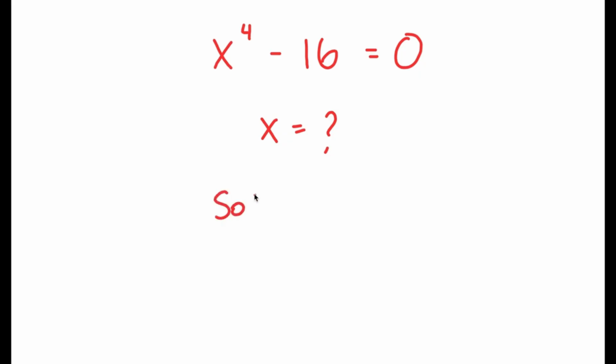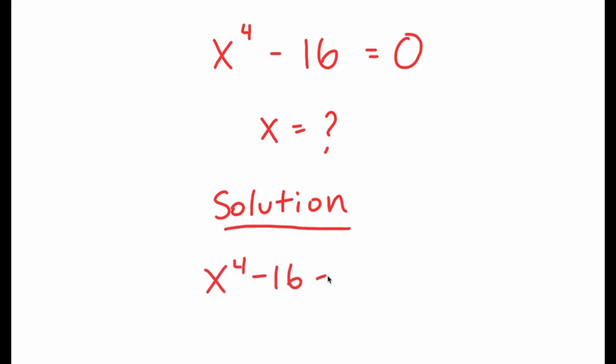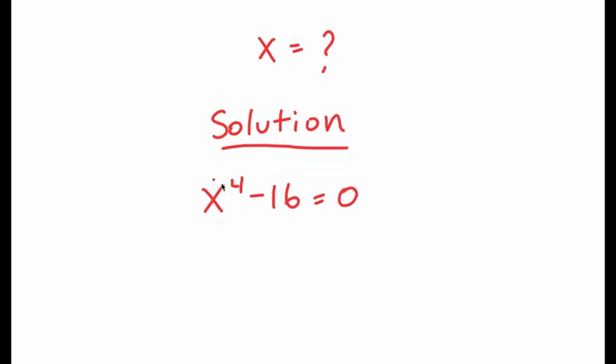Alright, so in this video, I'm going to solve the equation x to the power of 4 minus 16 is equal to 0. So my only variable in this equation is x, so that's the variable I'm going to be solving for. And now for my solution. What I'm first going to do is rewrite x to the power of 4 as x to the power of 2 times 2. So now I have x to the power of 2 times 2 minus 16 is equal to 0.